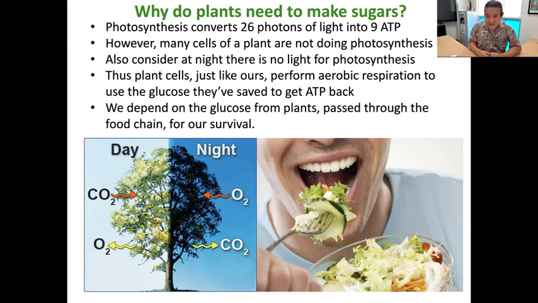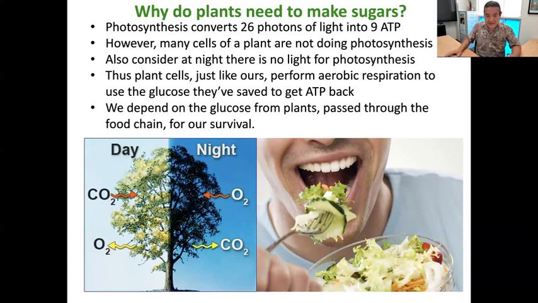Consider also at night, there's no light for photosynthesis. So what happens at night then if there's no photosynthesis? That means the plants have to rely solely on taking that glucose that it's made and doing aerobic respiration on it in order to break the glucose back down to get the ATP back. The same aerobic respiration that our bodies are designed to do. That's why plant cells absolutely have mitochondria in them, because the mitochondria is what's going to take care of doing aerobic respiration at nighttime.